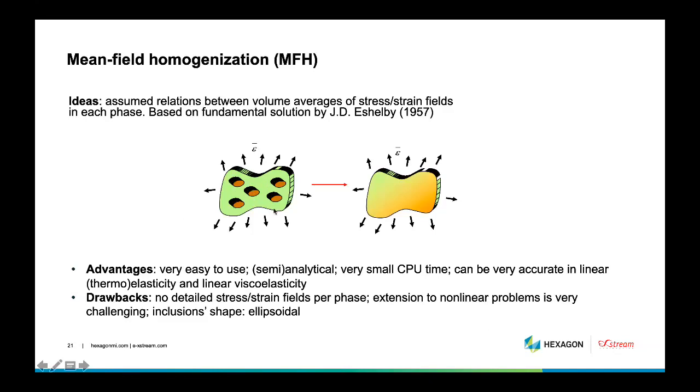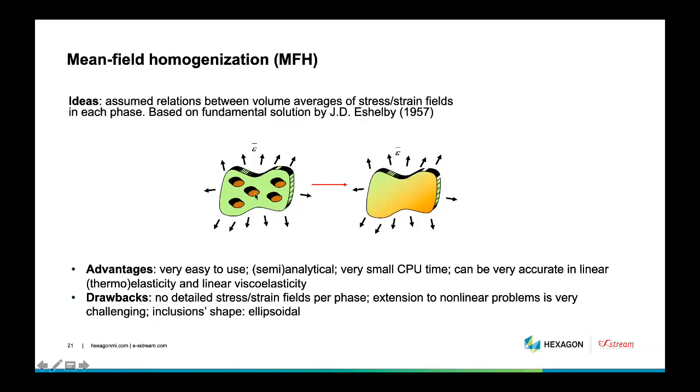This way of doing things, called mean field homogenization, is based on a fundamental solution. Again, it's an old solution found by a great scientist called John Eshelby in 1957, for linear elasticity. He found the exact solution for an ellipsoidal inclusion embedded in an infinite matrix. And from that, there are approximate models which take in an approximate fashion the interaction between fibers. So you have the Mori-Tanaka model, the self-consistent model, etc., the double inclusions model.